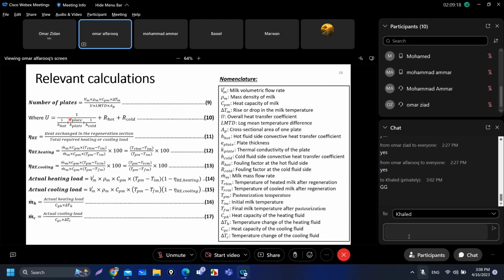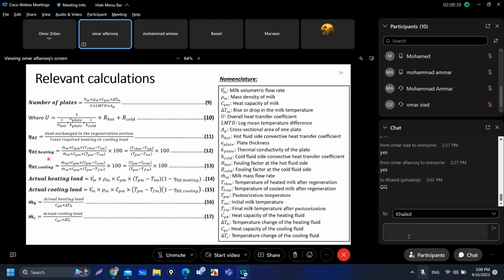And U here is nothing but 1 over 1/h of the hot fluid, plus e of the plate divided by k of the plate, where e is the thickness of the plate and k is the thermal conductivity, plus 1/h of the cold fluid side, the convective coefficient. We also have the fouling factors, if we have any.